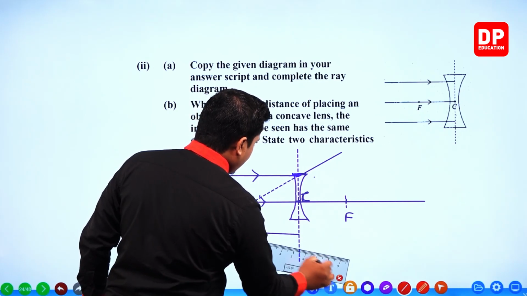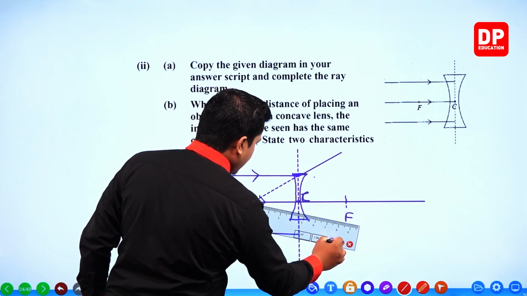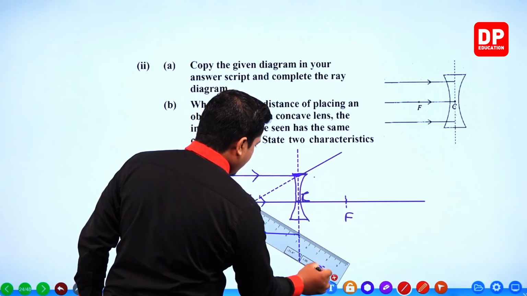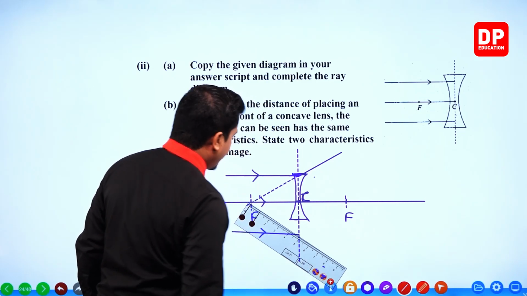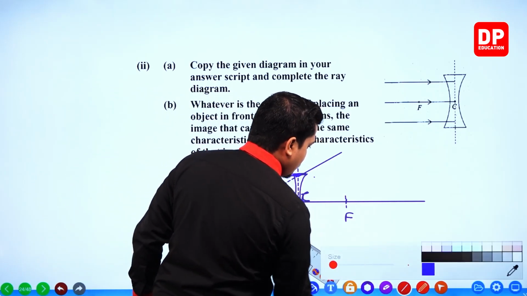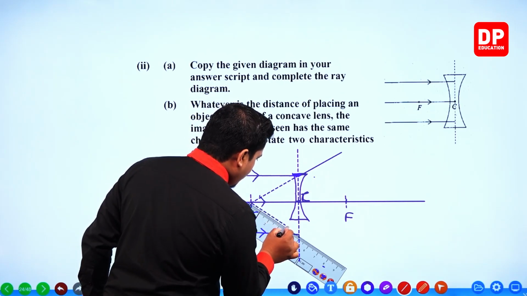Place it from the other end like this and draw the straight line. The same thing. It's quite important to keep your ruler and show that it is getting collected from here. Okay. Right. First of all, we'll draw the straight line which is coming from here.